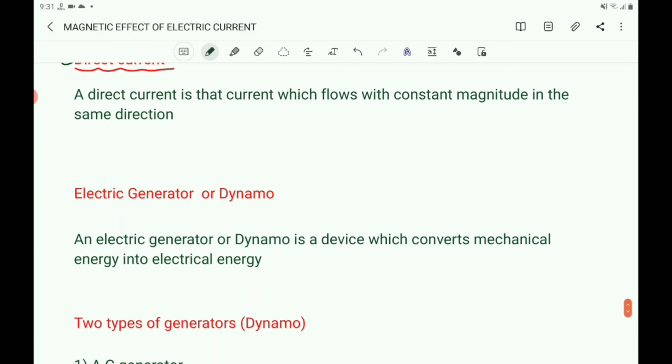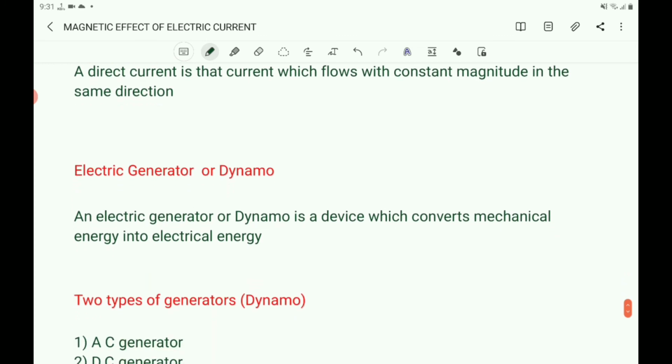Then what is a dynamo or electric generator? An electric generator or dynamo is a device which converts mechanical energy into electrical energy. A device which converts mechanical energy into electrical energy is called an electric generator or dynamo.